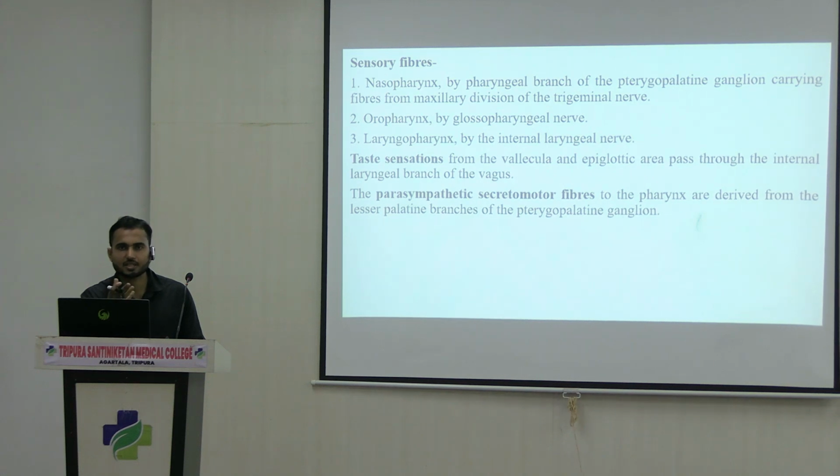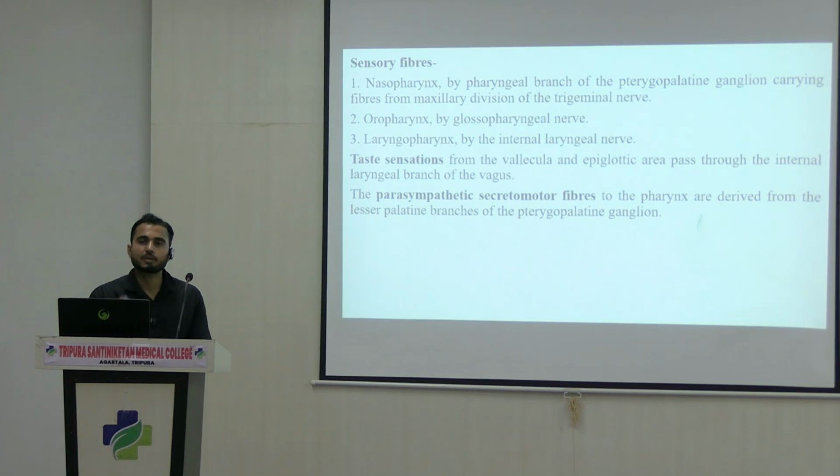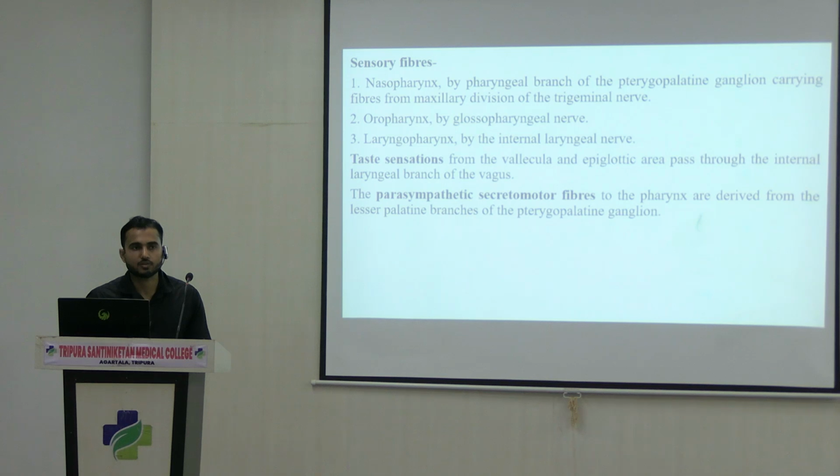Pharyngeal branches are there, lacrimal branches are there. Those will go and supply the adjacent structures. So that is the secretomotor fibers. And as I said in the last class, the pterygopalatine ganglion is one of the largest parasympathetic ganglia of our body. Please study the pterygopalatine ganglion, very important.